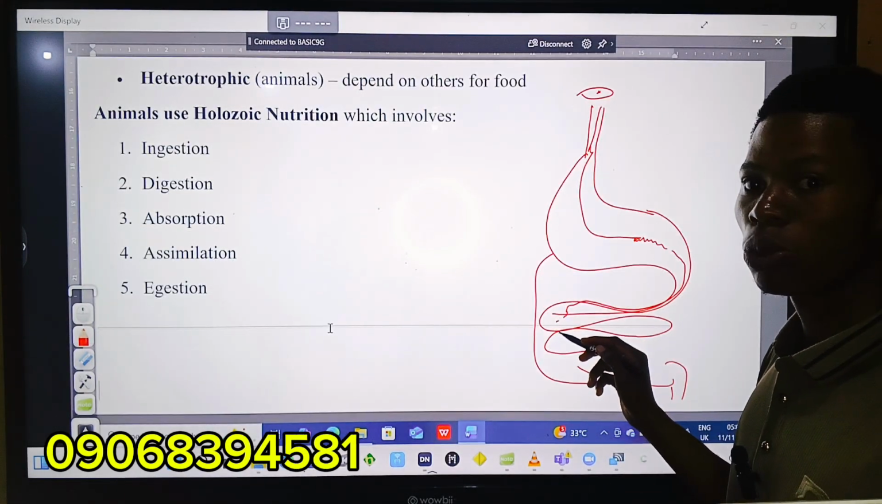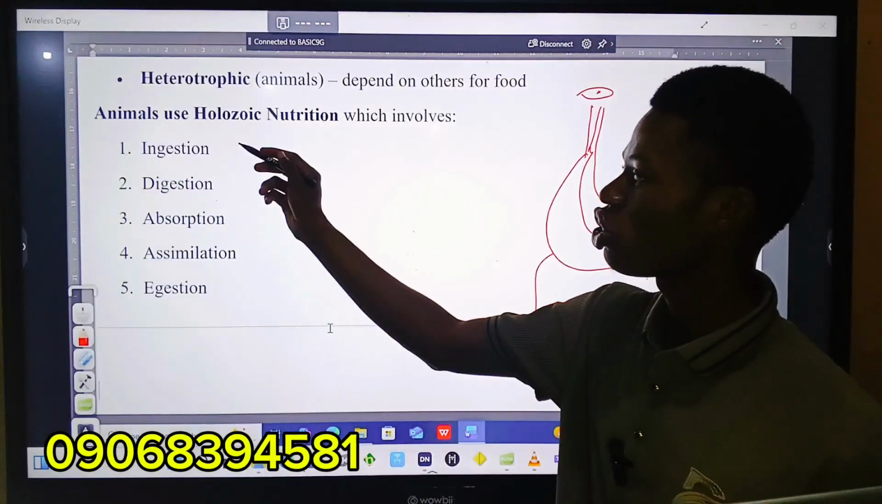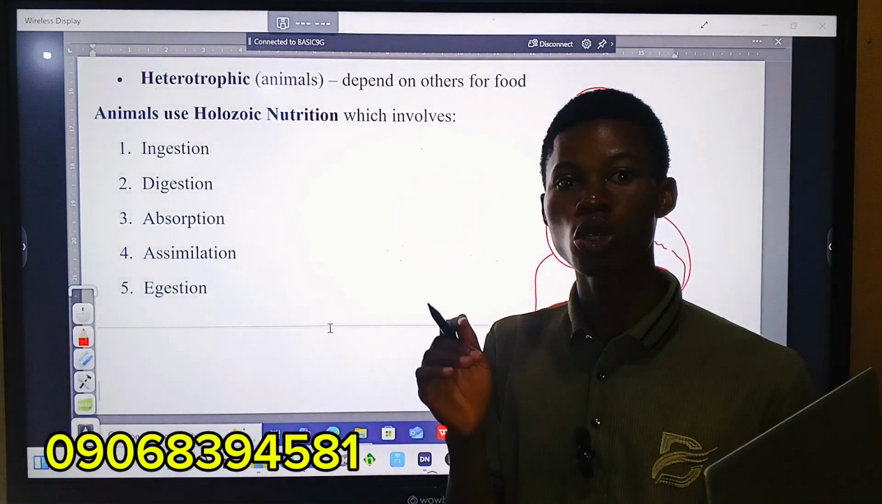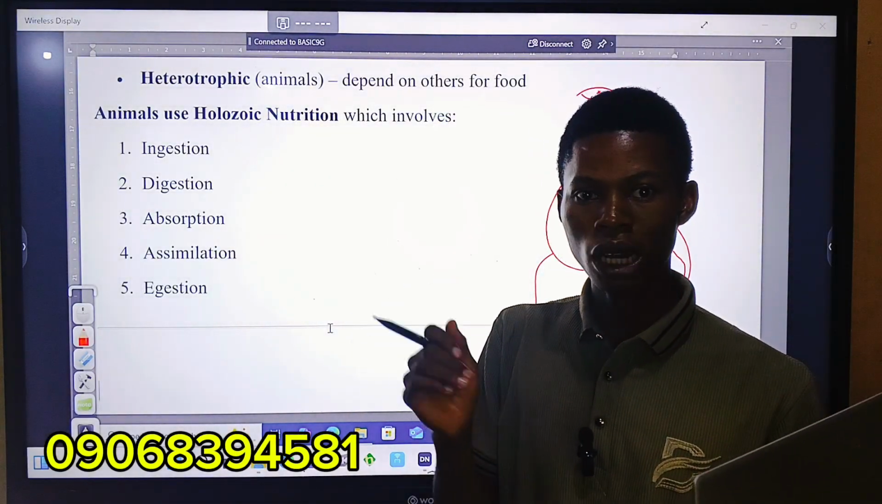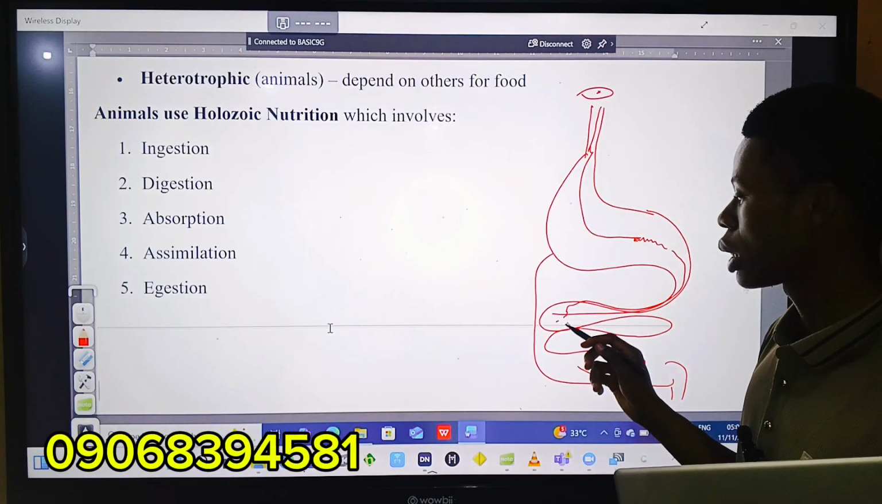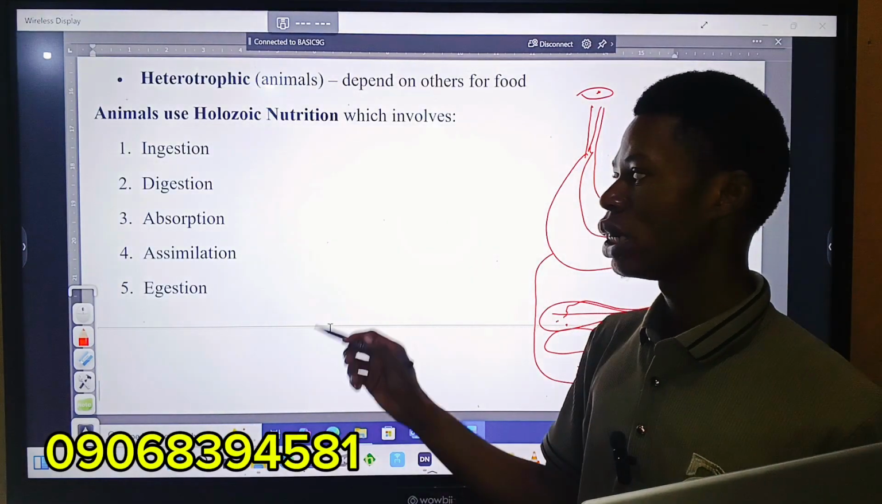When digestion ends in the small intestine, the nutrient is absorbed into the bloodstream. Now, digestion is the breakdown of this complex food substance into simple and absorbable form. Then after the digestion has ended in the small intestine, the nutrients will be absorbed into the bloodstream. That's absorption. Then assimilation.